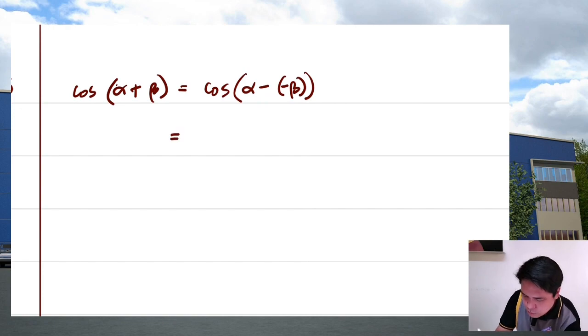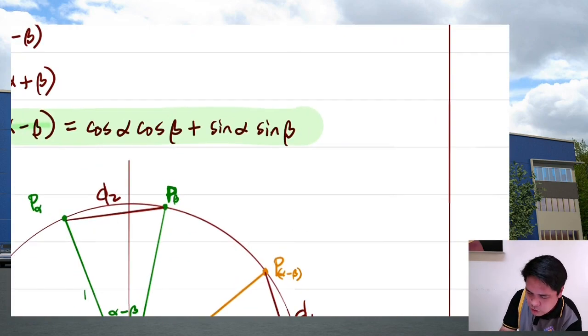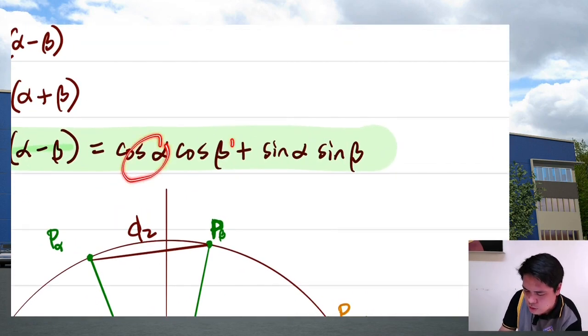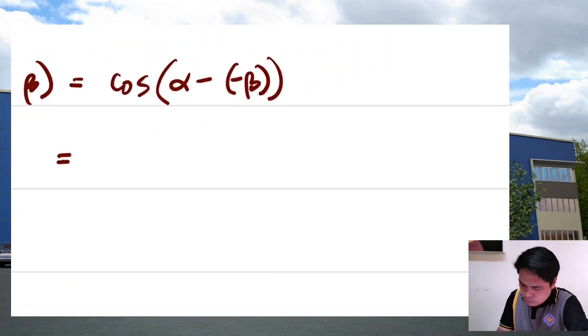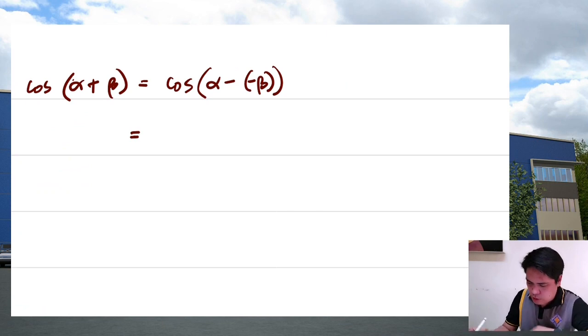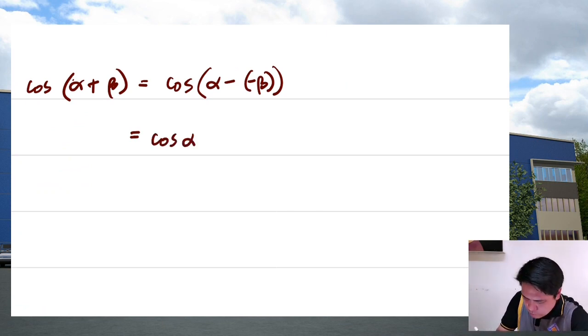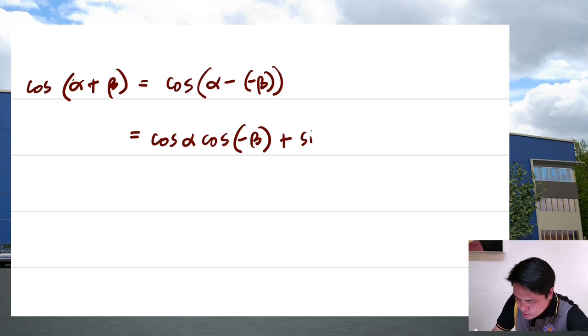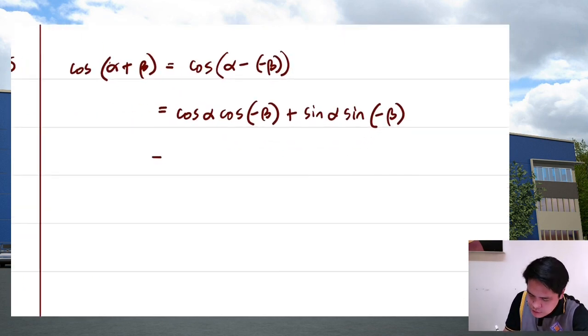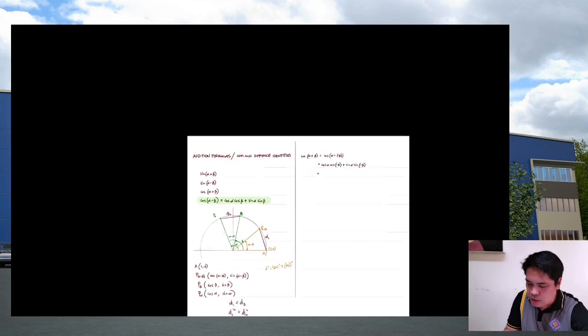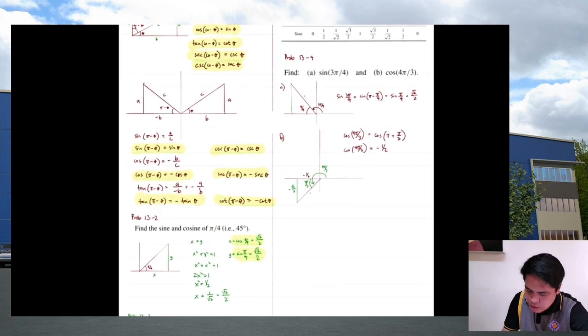That would be equal to the same pattern here, cos, sin, sin. Cosine alpha, cosine beta, sine alpha, sine beta. Okay, using that pattern or that formula, we have cosine alpha, cosine negative beta, plus sine alpha, sine negative beta. Okay. Now, let us apply the negative angle identities that we previously derived.